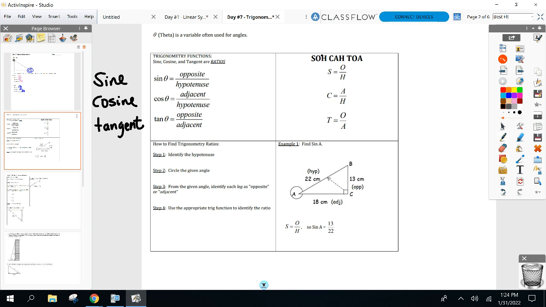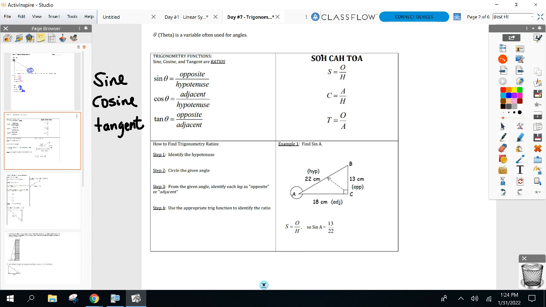C for cosine. How do you find cosine? You take the adjacent side and put it over the hypotenuse. And then finally, T for tangent. How do you find tangent? You take the opposite and put it over the adjacent.